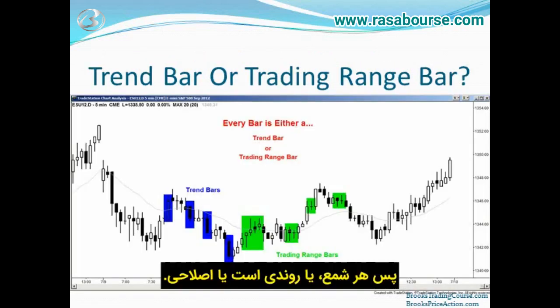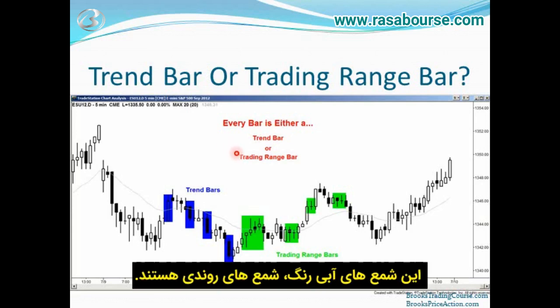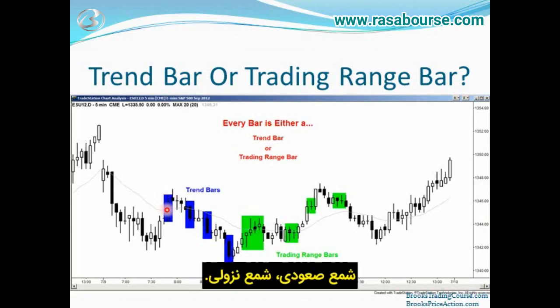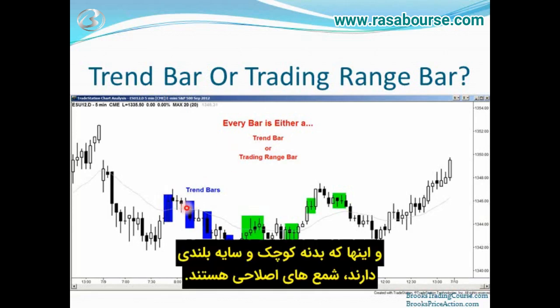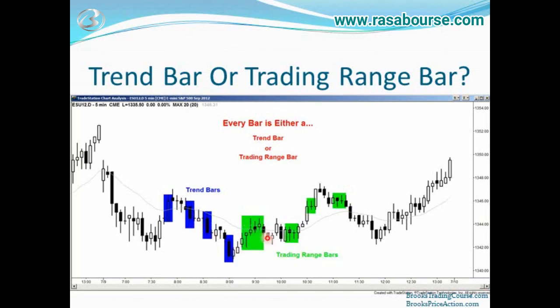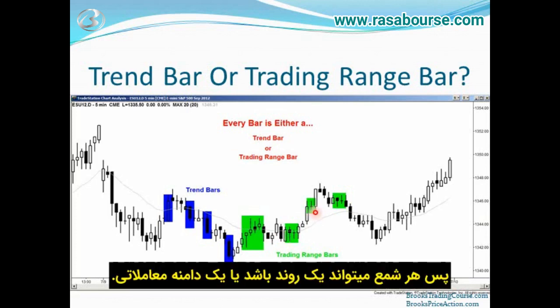So every bar is either a trend bar or a trading range bar. These blue bars are trend bars. Up bar, down bar, these are trend bars. These small bodies, prominent tails, these are trading range bars. So every single bar can be a trend, or a single bar can be a trading range.